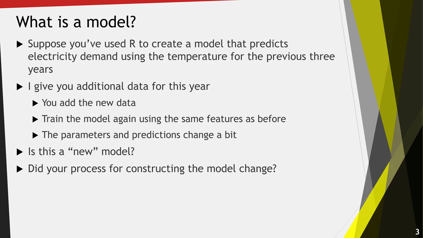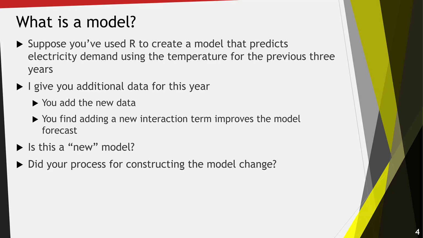So suppose you've used R to create a model that predicts electricity demand using the temperature for the previous 3 years. I give you additional data for this year. You add the new data, you train the model again using the same features as you did before. Because you have some new data, the model parameters change a little bit, and so do the predictions. Is this a new model? And did your process for constructing the model change? Remember, the model is just a function that maps values of the features to a predicted label. The predictions are changing a little bit, so the function changed. This is a new model, but our process was exactly the same.